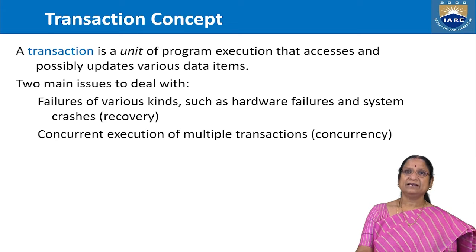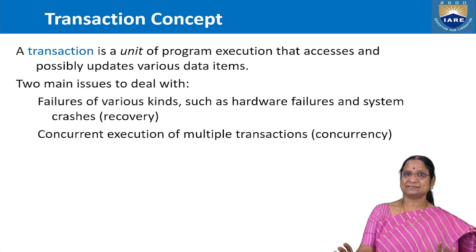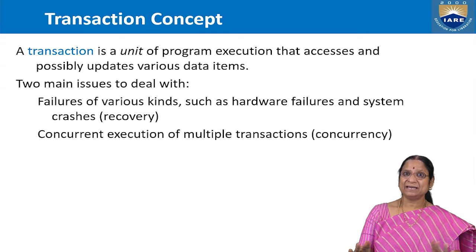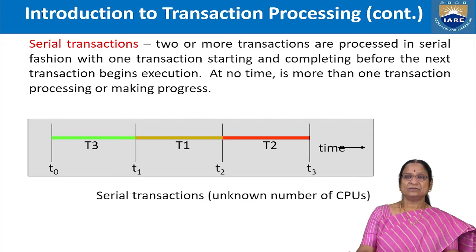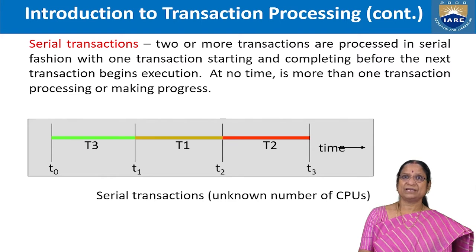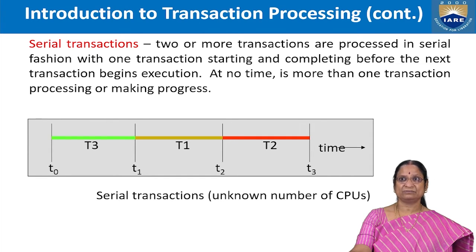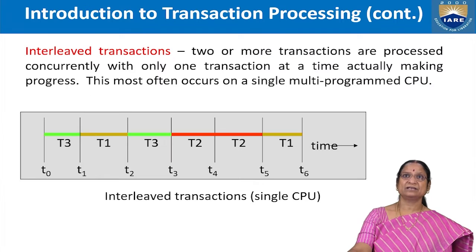So it is a unit of program, but we must see that the transaction is completely executed, or none of the operations of the transaction are executed. We'll define those terms. These transactions are of various types. Serial transaction: two or more transactions are processed in serial fashion, which means they are executed one by one.